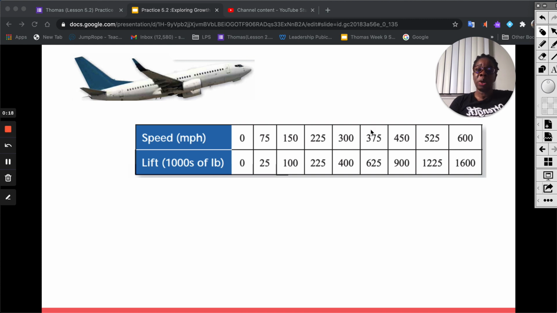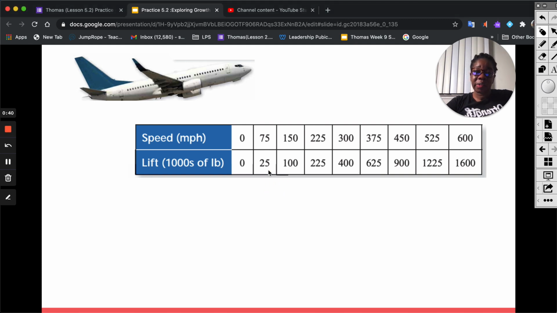So we want to think about how our output values are increasing. Lift is going to be our output values in this case. Are they increasing by a constant rate, by addition? Is it by a growth factor, or do we notice a pattern that's going on? So when we examine this table, if I multiply 25 by 4, I'll get 100. But if I multiply 100 by 4, I'm not going to get 225. So I know that this is not a constant growth factor.